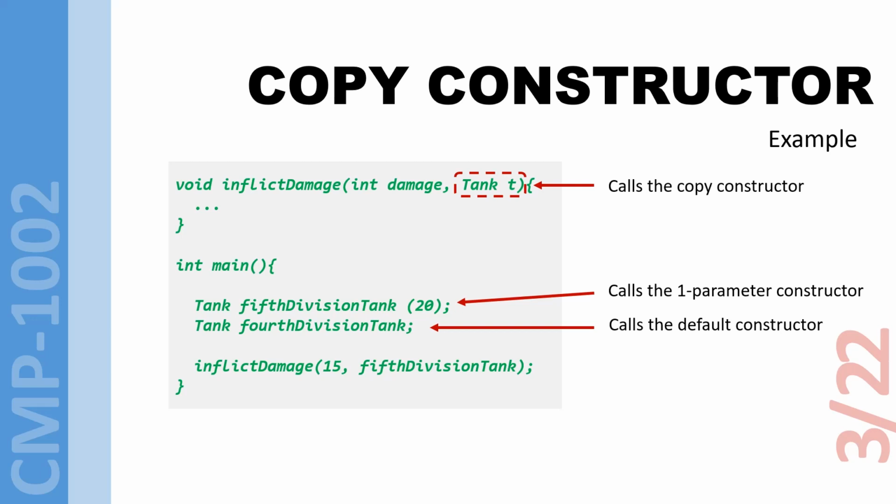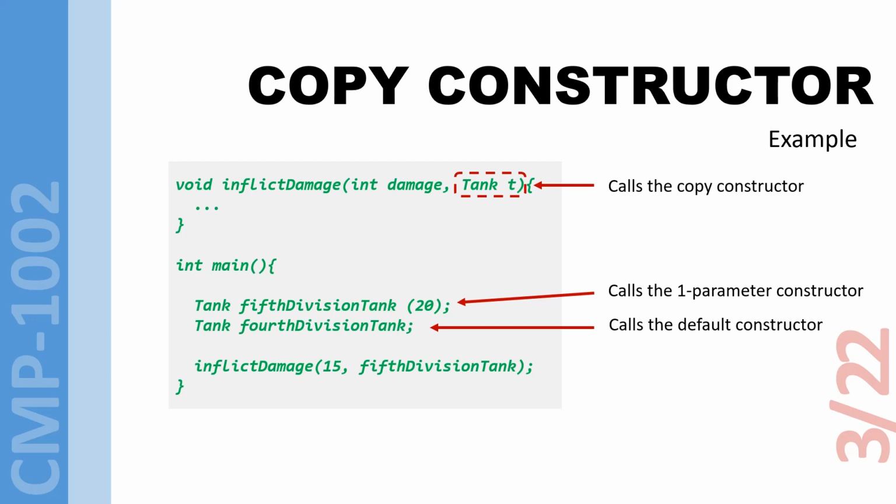So, this was a brief example based on our previous example, the tank example. There was this tank class, and we have defined a couple of objects out of this tank class in the main. There is the 5th division tank, which is calling the one parameter constructor, and there is the 4th division tank. Since it's not getting any arguments, it's going to be calling the default constructor. Then we are using this inflict damage function, a function that takes an integer variable and a tank object.